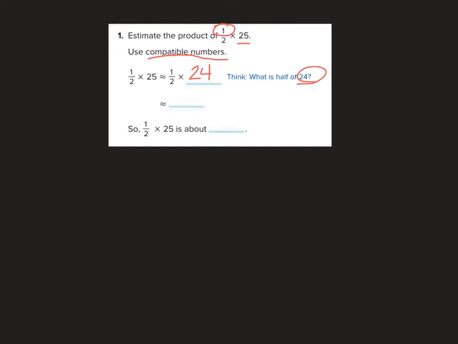Could I have chosen 26 as well? Of course. 24 or 26 works because they're both divisible by 2. So half of 24 is just 12. So 1/2 times 25 is about 12. It's going to be a little more than 12 though, right? Because we rounded 25 down to 24. Whenever the numerator is 1, I'd say definitely use compatible numbers because it's just thinking like division. What's a multiple of that denominator?